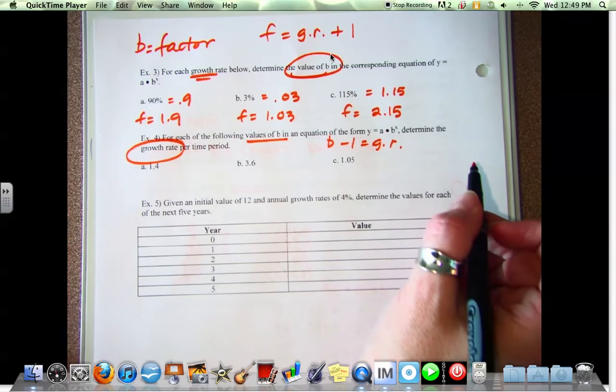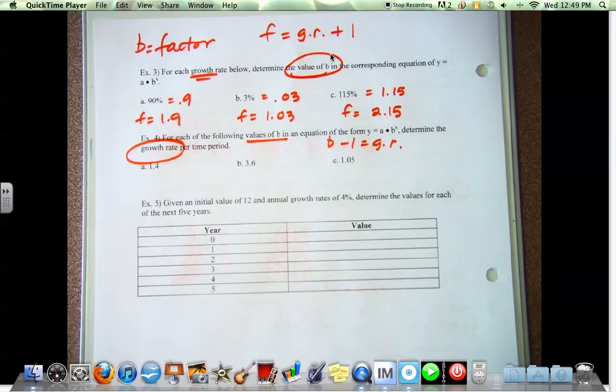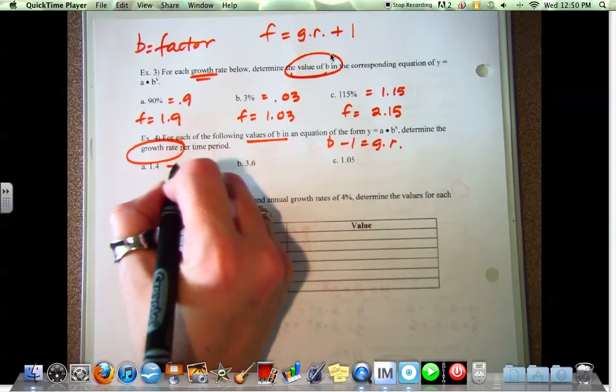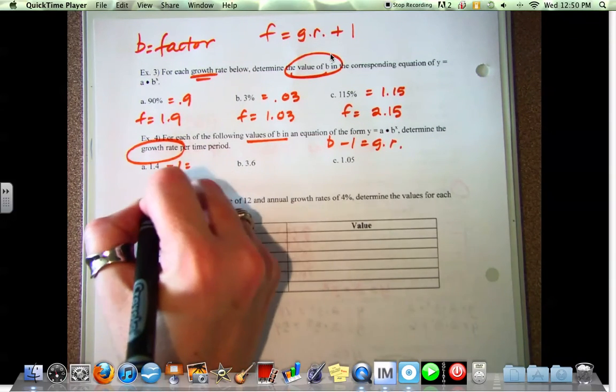All right, so for A, what am I going to do first? Subtract 1, so it'd be 0.4, and then that would turn into 40%. Very good.